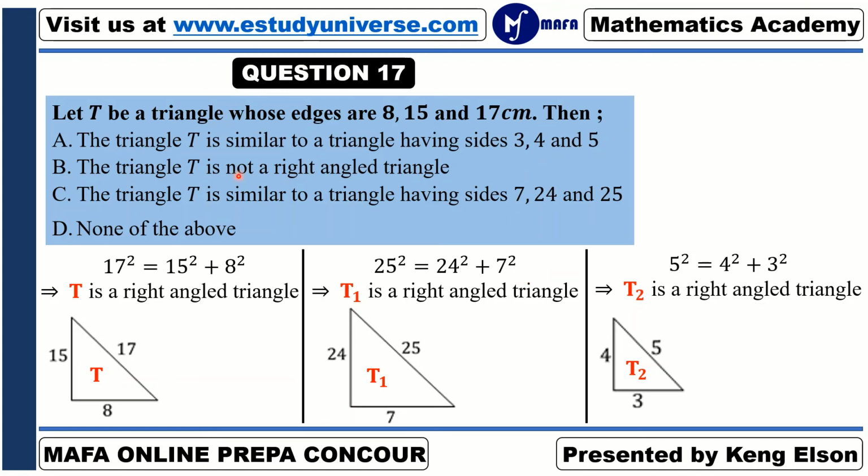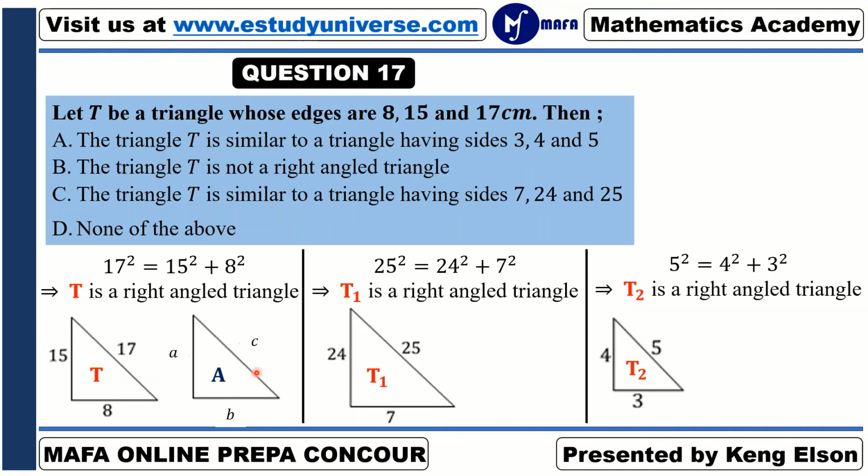So therefore option B is wrong, which is saying that T is not a right angle triangle, since we already identified that it's actually a right angle triangle. Now let us look at option A and option C. It's talking about similar triangles. So I'm going to give you the condition for any 2 triangles to be similar, or any figure to be similar, but in this case we deal with triangles.